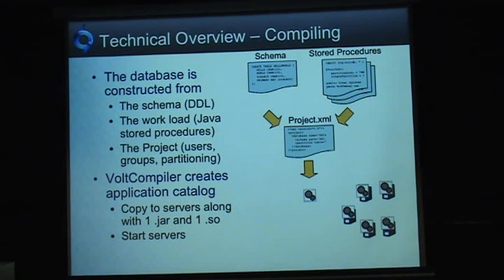And then you start your servers, and in this example, you'd have a running 5-node Volt cluster. Since we just built the catalog, it would be empty. There'd be no data in there, but Volt would be up and responding to requests at that point.